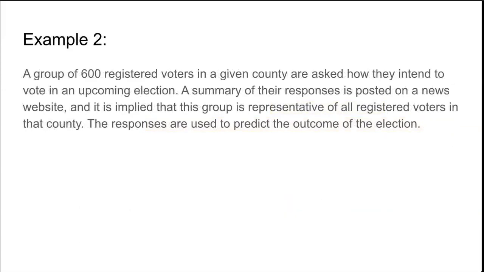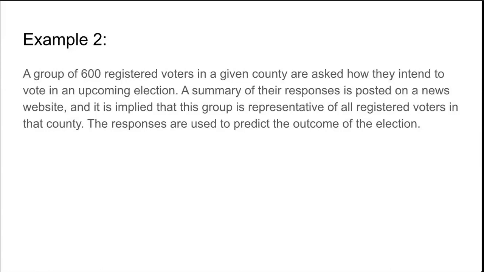In this second example, a group of 600 registered voters in a given county were asked how they intend to vote in an upcoming election. A summary of the responses is posted on the news website, and it's implied that this group is representative of all registered voters in that county. The responses are used to predict the outcome of the election.